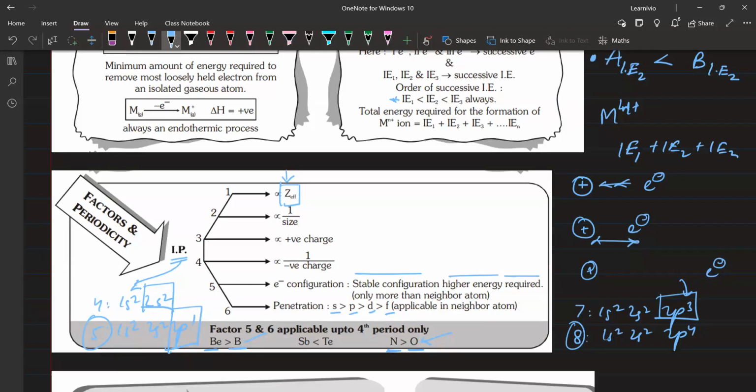Now, similar thing is for antimony and tellurium also. Antimony will be having a half-filled subshell, tellurium will not be having a half-filled subshell. It is similar to that of nitrogen and oxygen. So please write this whole thing, the factors affecting ionization potential.